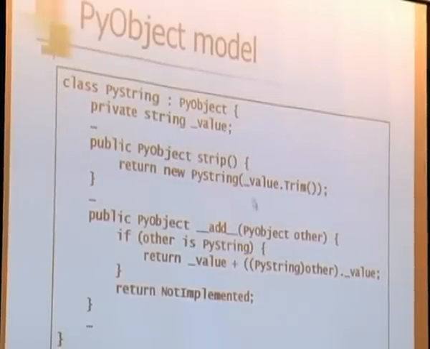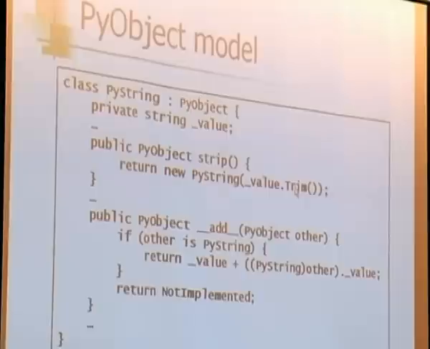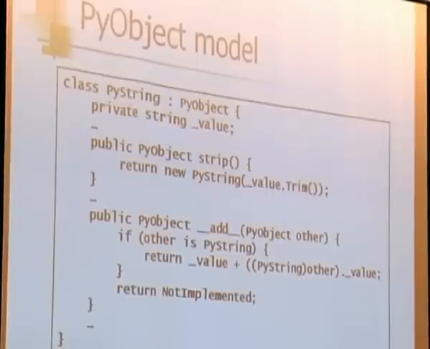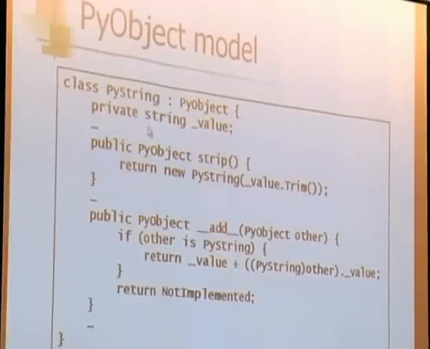And here it takes its underlying value, calls the Java method, C# method in this case, Trim, that's the equivalent of strip, and then rewraps it again. So you see the wrapping and unwrapping going on here. Just in calling this strip method, we're having to pull out the value from the inside of ourselves, do the operation on it, wrap it up again in a string, and pass it back to the world.